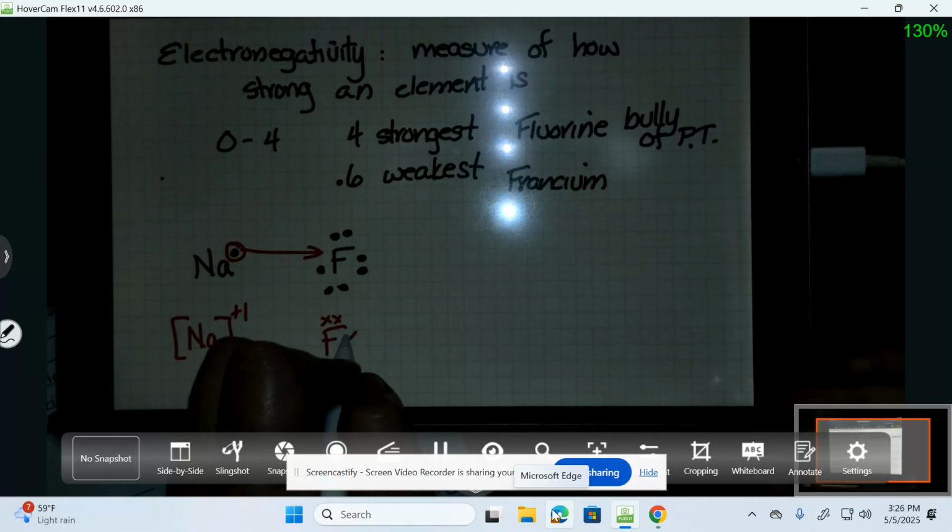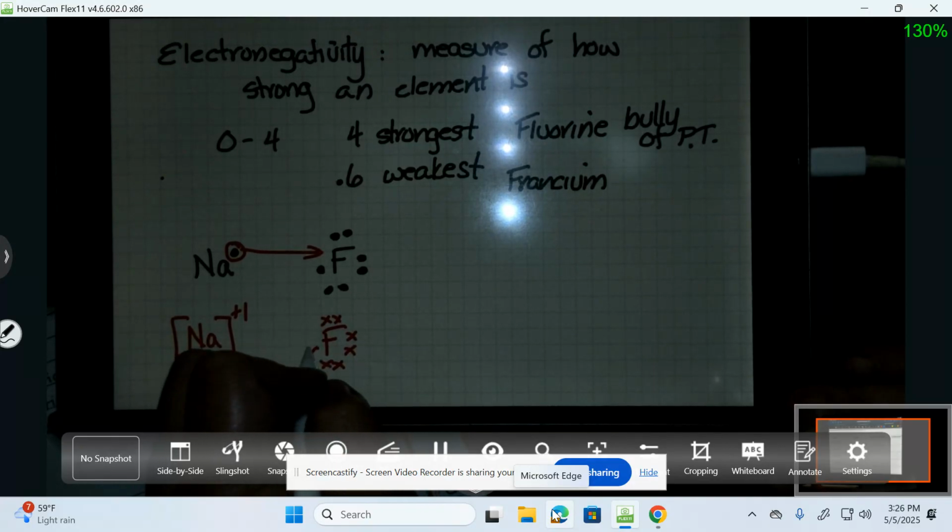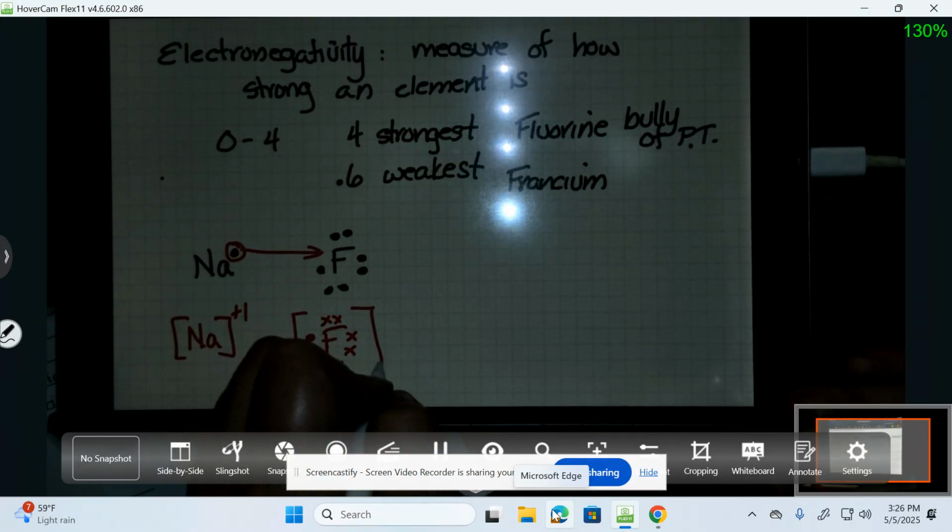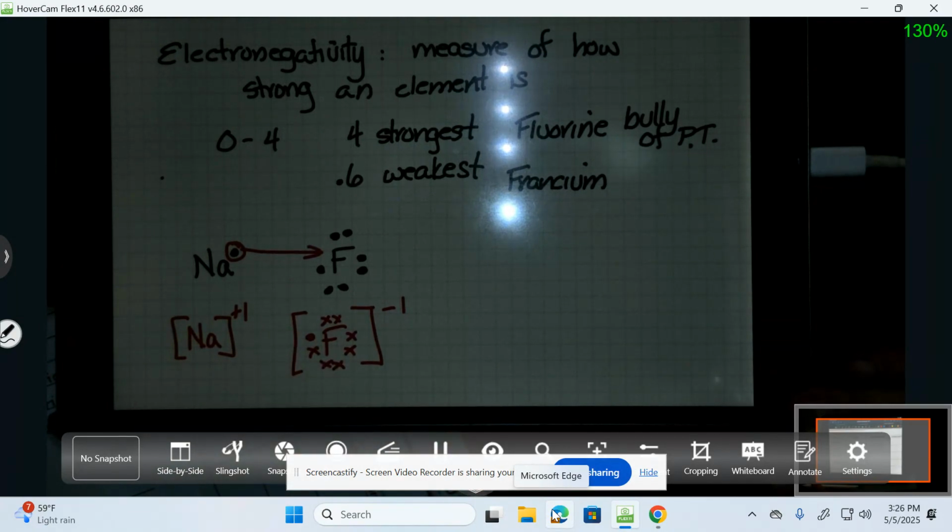Fluorine becomes a negative ion. I just made them as X's. I don't know why. Don't ask. Because he gained an electron.